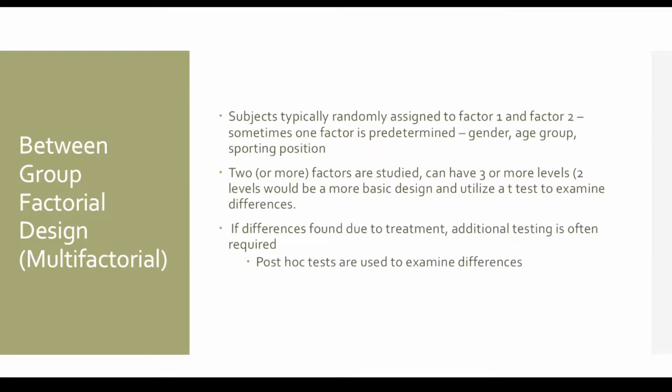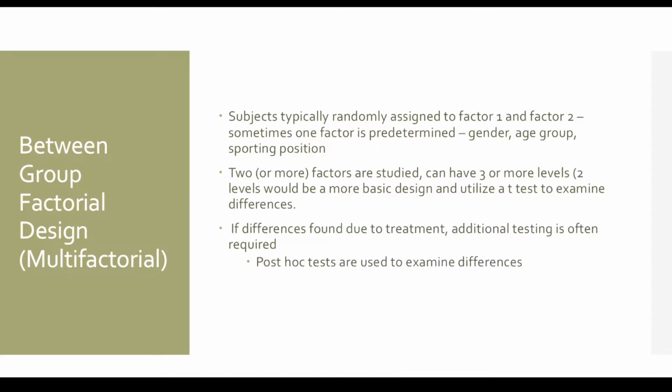So in a between group factorial design, a multifactorial design, subjects are going to, again, be typically randomly assigned to one factor and another, or we could have one of the factors or both predetermined. So we might want to look at the effects of gender within soccer players by position. So we would have two factors. One factor would be gender with two levels, male and female. Another factor, which would be soccer position, which could have obviously multiple levels depending on how we break them up.